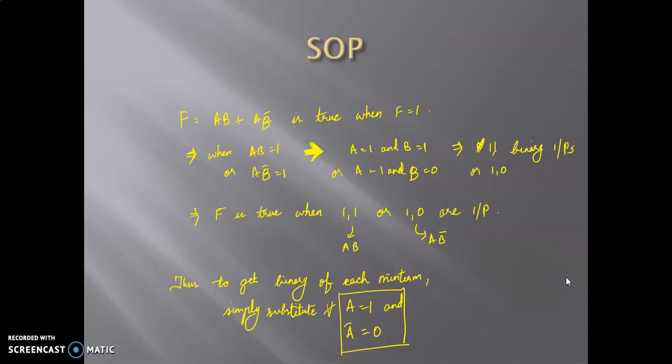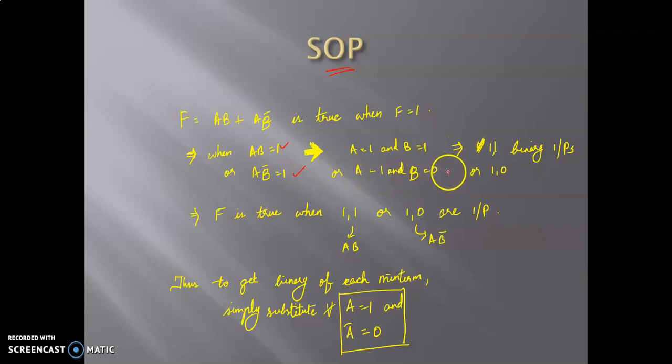binary substitutions. If I have a function f is equal to ab plus ab bar, that is true when f is equal to 1. This is the case of SOP. For a function to be true, the output should be equal to 1. For the output to be 1, either AB is equal to 1 or AB bar is equal to 1. That means for AB to be 1, A and B should be equal to 1. For AB bar to be equal to 1, A is equal to 1 and B equal to 0.